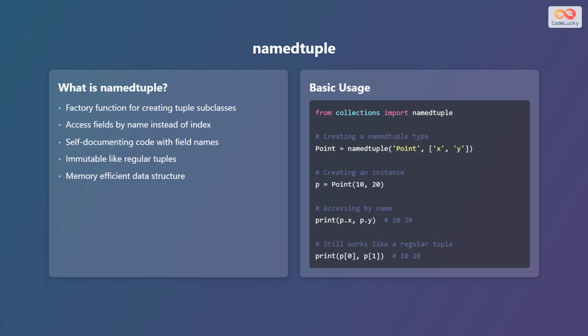Now let's look at some basic usage. First, import namedtuple from the Collections module. Then create a named tuple type called Point, with fields x and y. After that, create an instance p with values 10 and 20. Now access the values by name, p.x and p.y. This will output 10 and 20. You can also access them like a regular tuple, p[0] and p[1], which will also output 10 and 20.